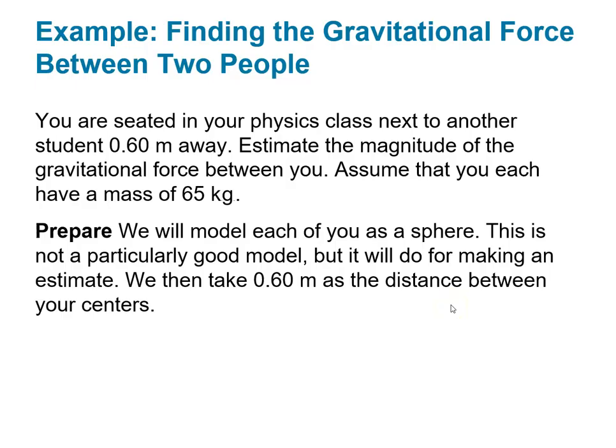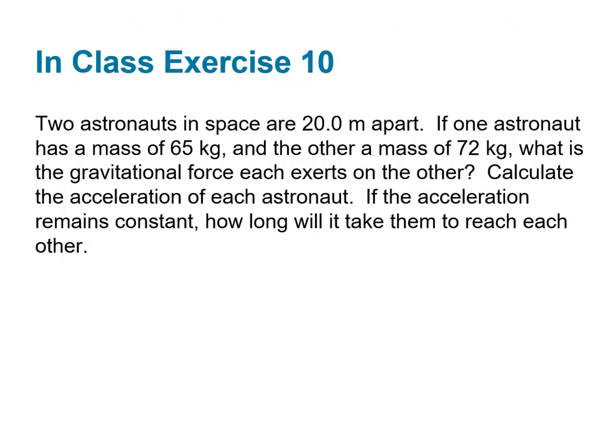Now, you can do this example if you wish. I'm not going to work it out with you. Just use Newton's law of universal gravitation, and the answer that you should get is 7.8 times 10 to the negative 7th newtons. So if you look at the gravitational force between you and someone sitting next to you, it's only 0.00000078 newtons. So it's a very small force because you're 2 very small objects.